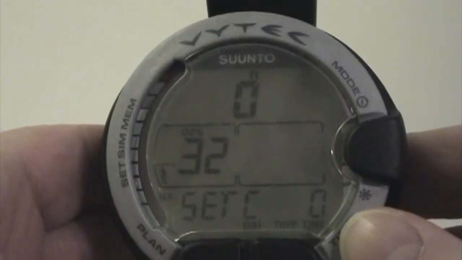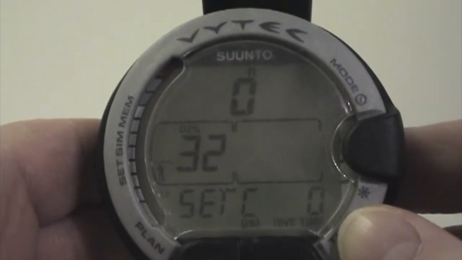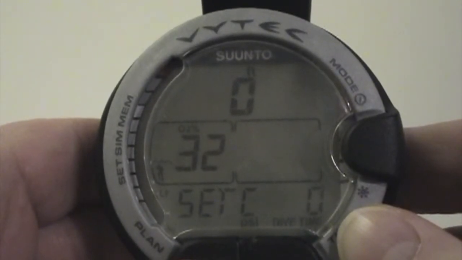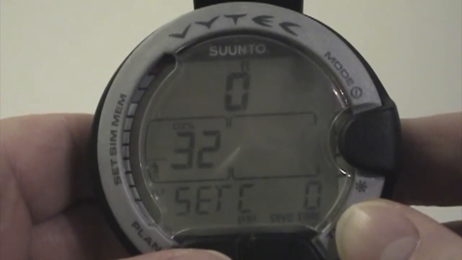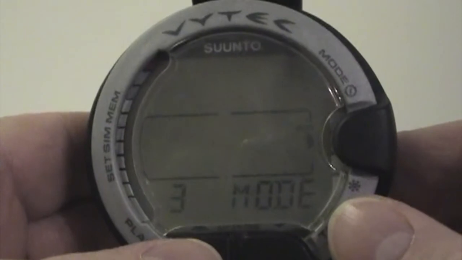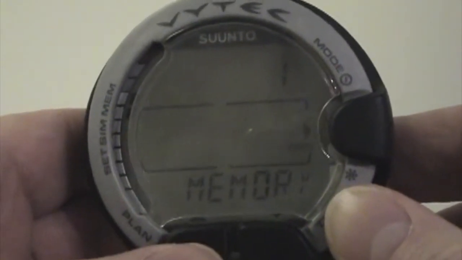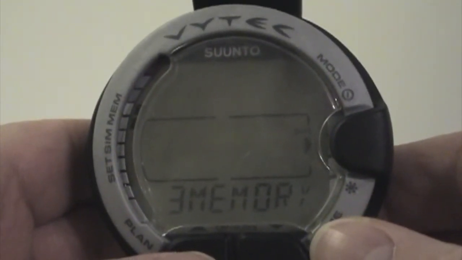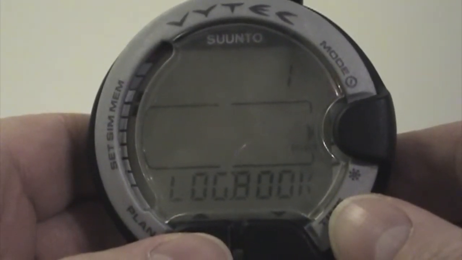Alright, the Vytec computer also contains a bunch of features for memory, including Logbook, history, and your transfer to computer. So if we press mode and enter the 3 mode and cycle to memory and press mode, we get into the 3 memory. The first thing I want to talk about is Logbook.